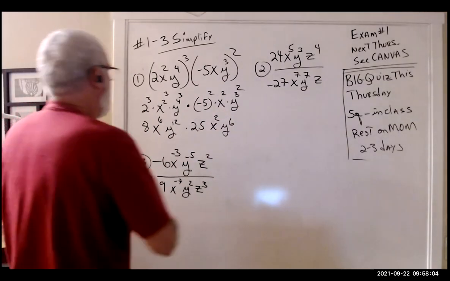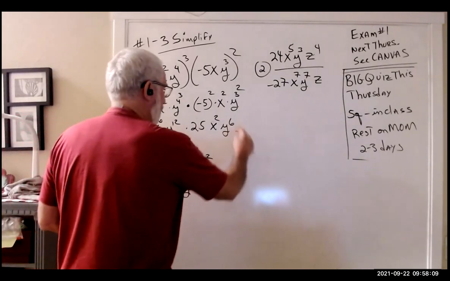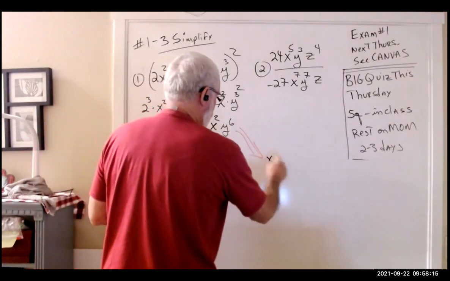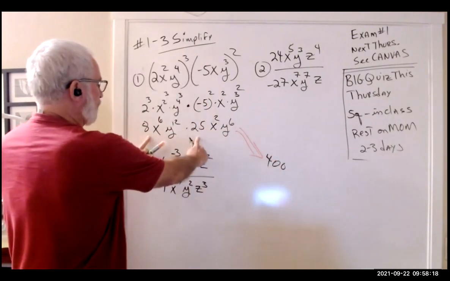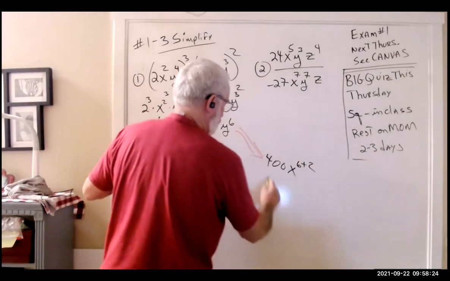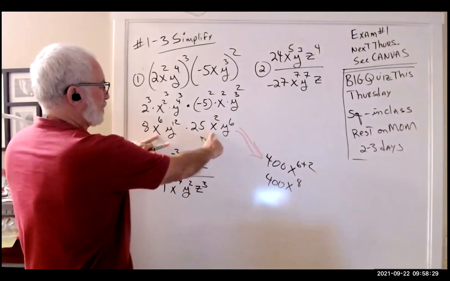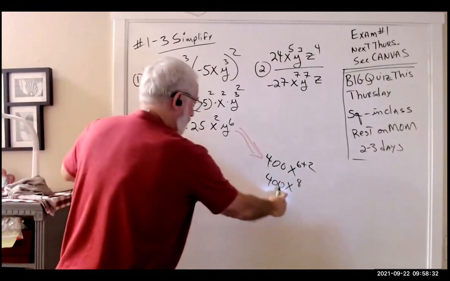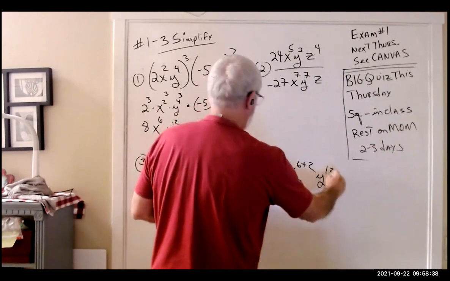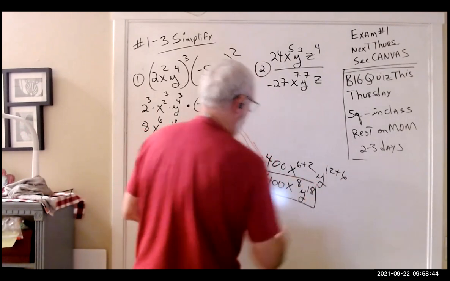Okay. So now all we did was kind of get same bases together. I'm going to jump to the answer. 400. 8 times 25 is 400. X times x is x to the 6 plus 2, which is 400 x to the 8. When you're multiplying with the same base, you keep the base, whatever it was, and add the powers. Y to the 12 plus 6, which is y to the 18. And that's your final answer for problem number 1.